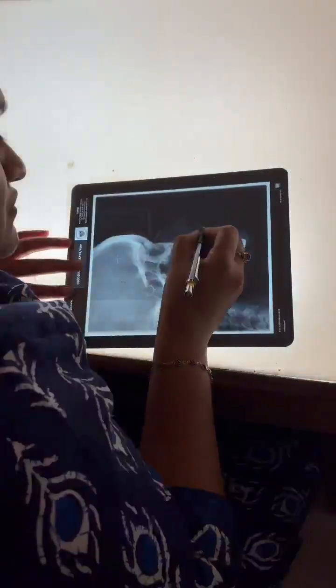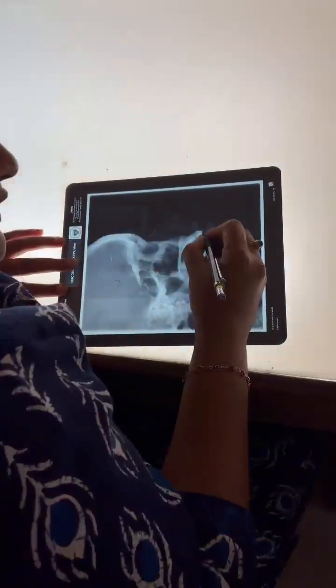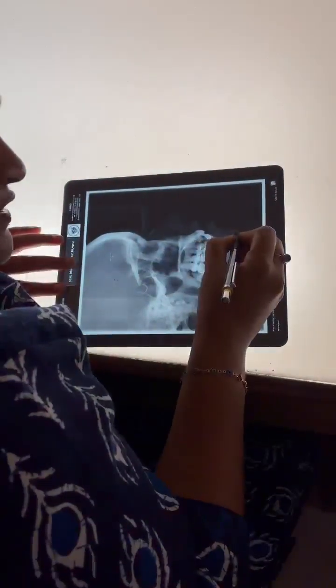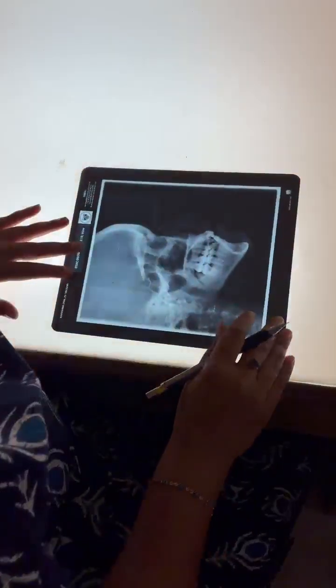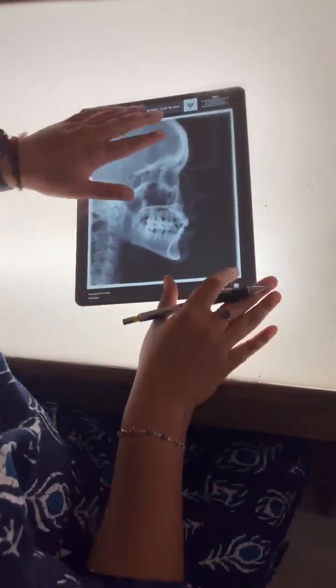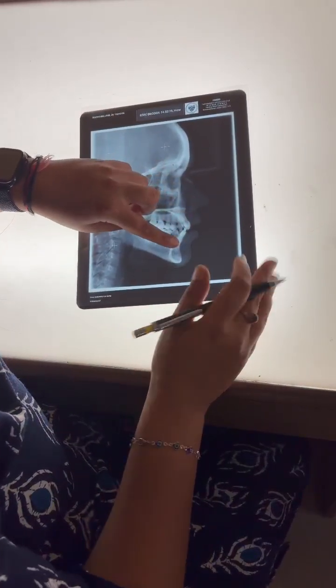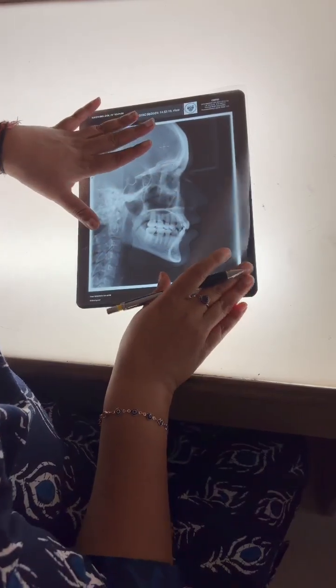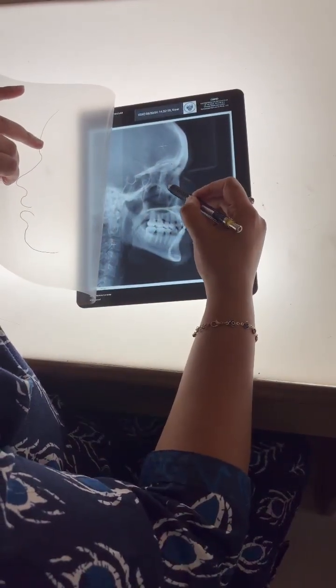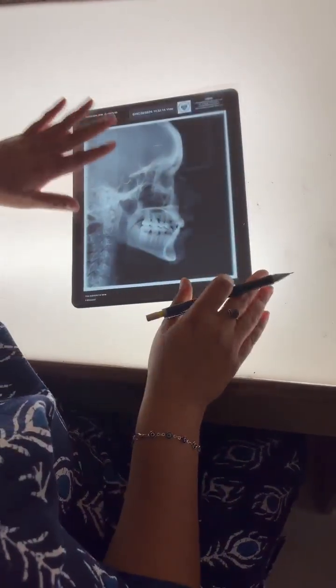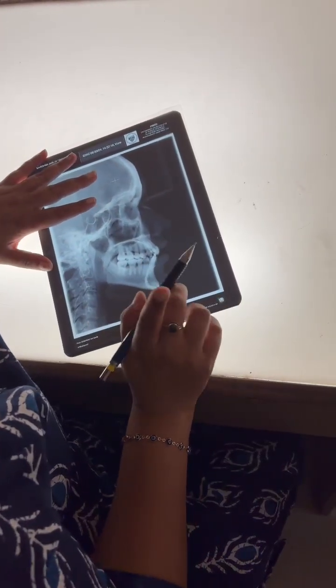this is your soft tissue. This is your lower lip, and then we trace your chin and your rest of the mandible. So this becomes your soft tissue tracing, which is your outer tracing. Then we start with the hard tissue, which is your various landmarks, one by one. So the first landmark is your nasion point.